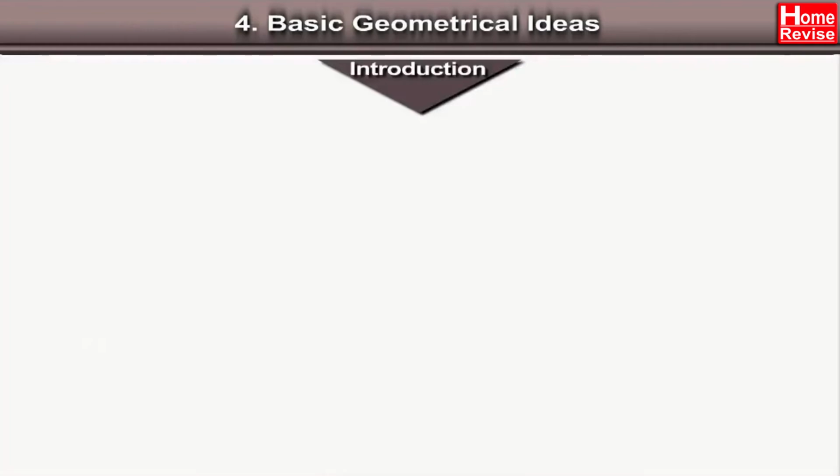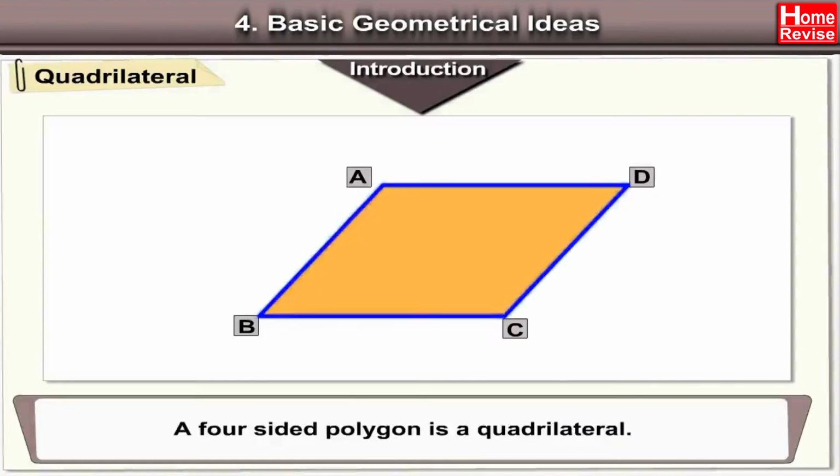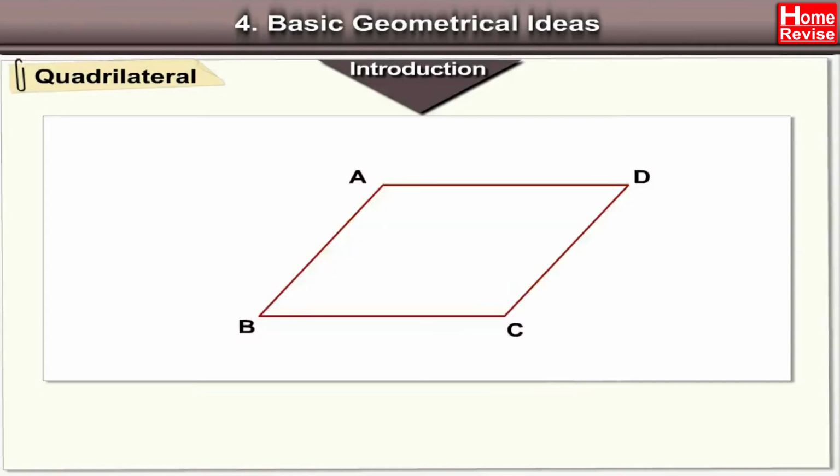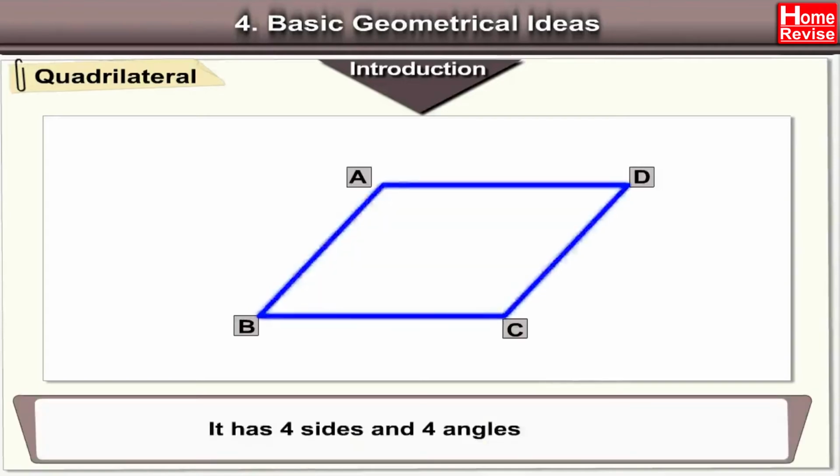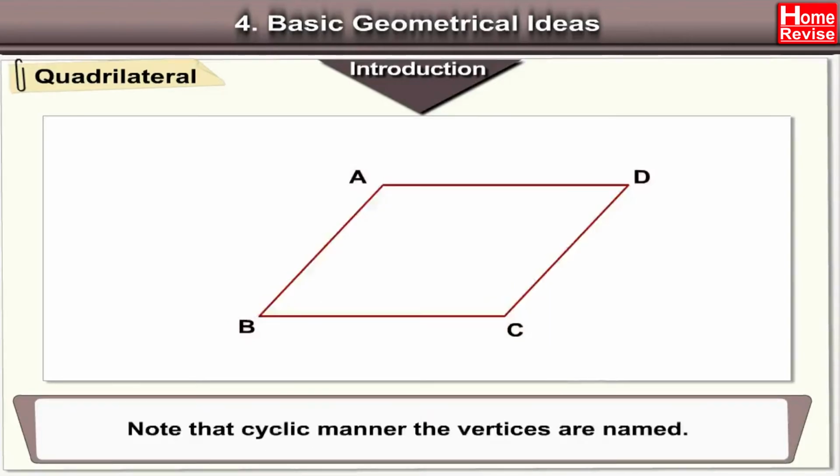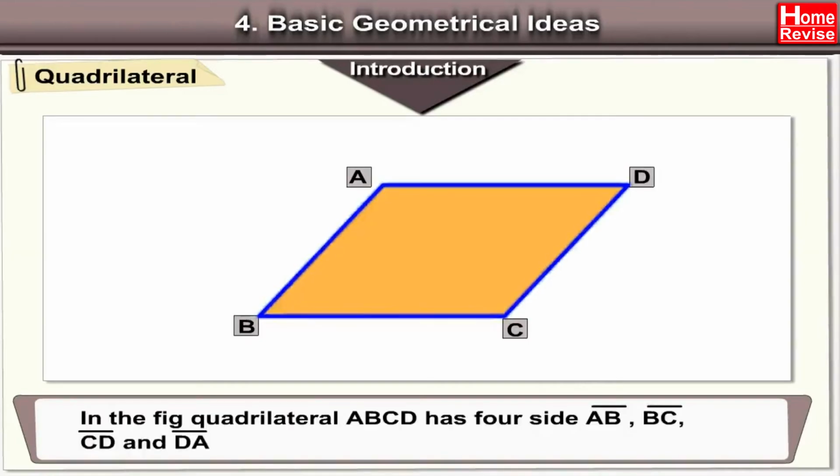Hey kids, now let us learn about quadrilateral. A four-sided polygon is a quadrilateral. Now you know that a quadrilateral has four sides and four angles. Note the cyclic manner in which the vertices are named. In the figure, quadrilateral ABCD has four sides: line segment AB, line segment BC, line segment CD and line segment DA.